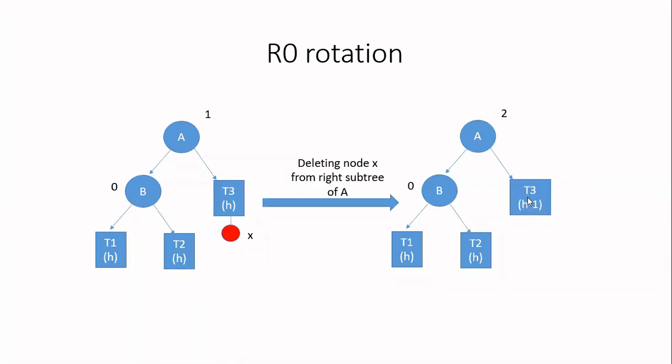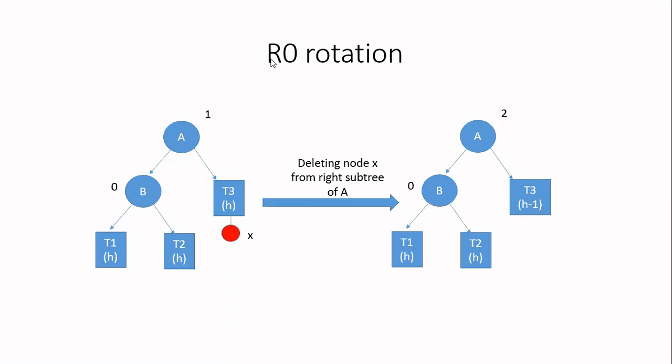So it is H. So H plus 2 minus H is now 2. So the balance factor of the node A is now 2. Previously the balance factor of A was 1. It has now changed to 2 because of the removal of the node X. So what are we going to do for this? Now you have to identify what is the type of the rotation here.